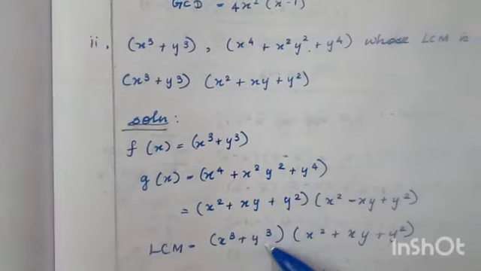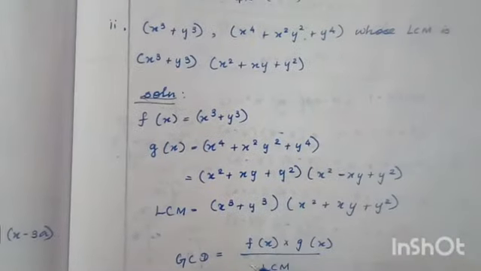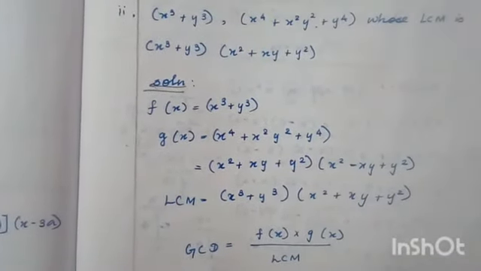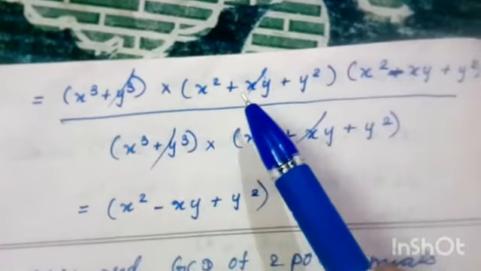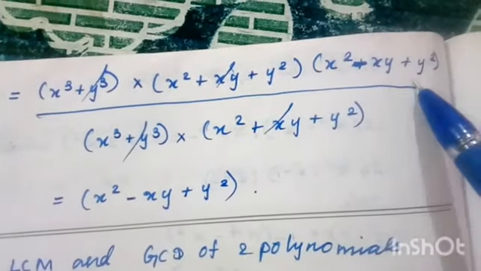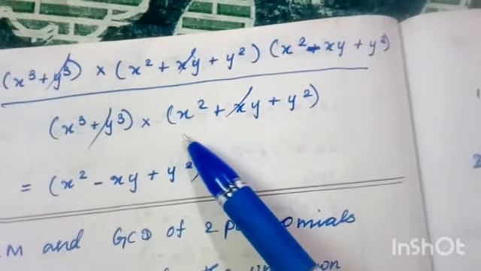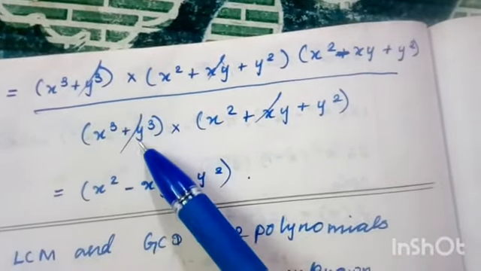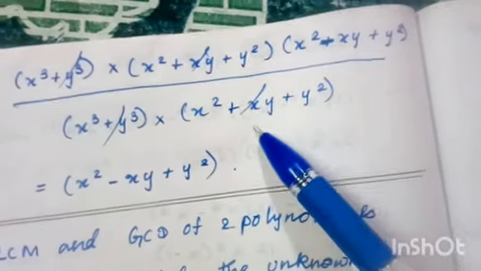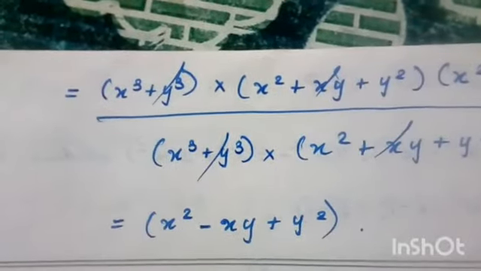Now the LCM is given: x cube plus y cube into x square plus xy plus y square. Now you have to substitute in GCD equal to f of x into g of x by LCM. That is, f of x is x cube plus y cube, g of x is x square plus xy plus y square, x square minus xy plus y square, by the LCM, which is given as x cube plus y cube into x square plus xy plus y square. So what things cancel? You have to cancel x cube plus y cube, then these two terms cancel. After cancelling we have x square minus xy plus y square. So this is the GCD.